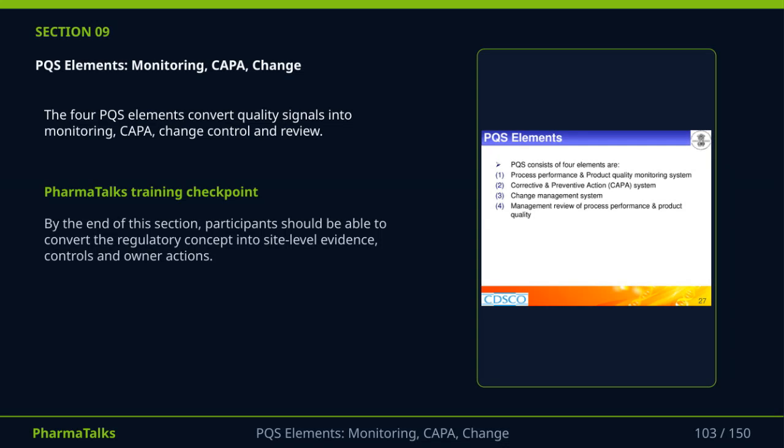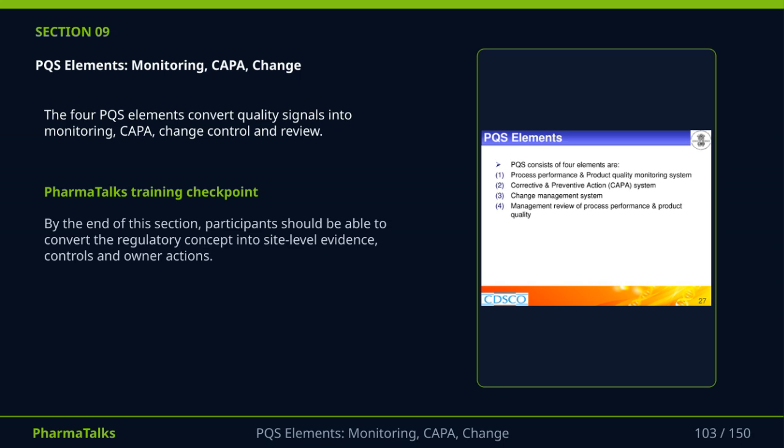In this section, we will focus on the key elements of the pharmaceutical quality system, or PQS, specifically monitoring, CAPA, and change control. These elements work together to translate quality signals into actionable steps. Monitoring helps us keep a close eye on processes to detect deviations early. CAPA, which stands for Corrective and Preventive Action, addresses any issues found by identifying their root causes and preventing recurrence. Change control ensures that any modifications are managed and assessed properly to avoid unintended risks.